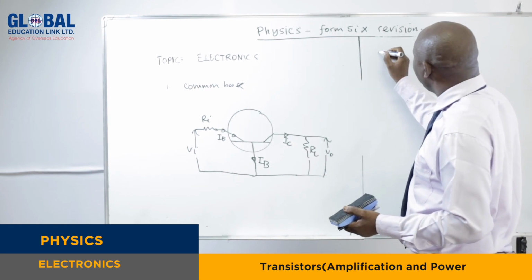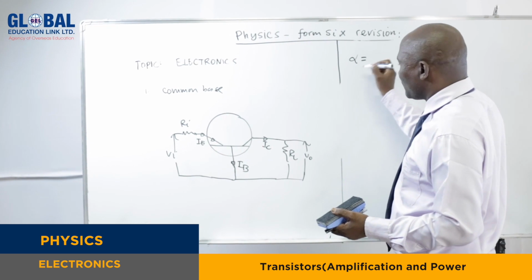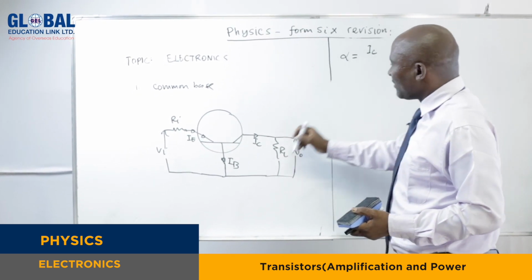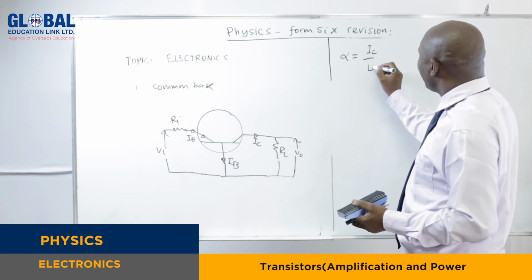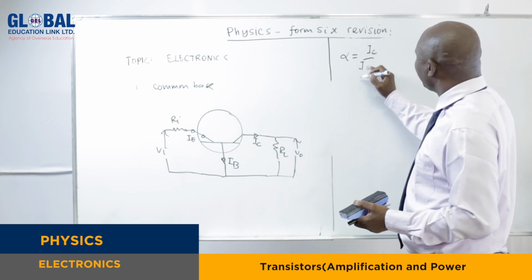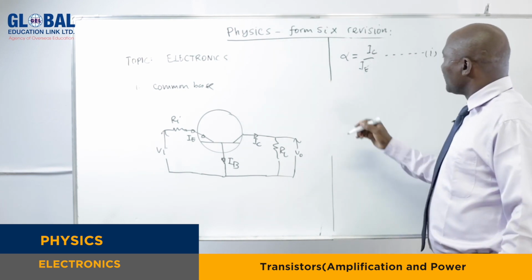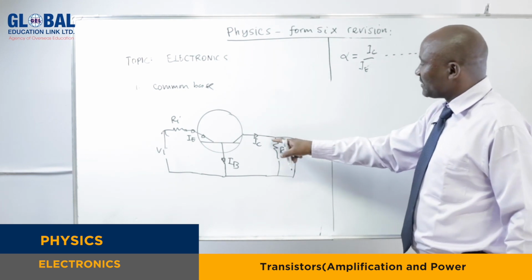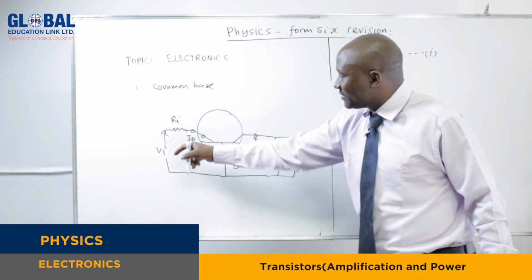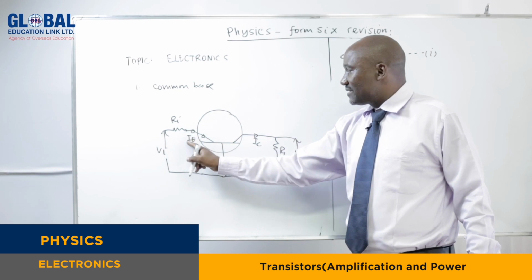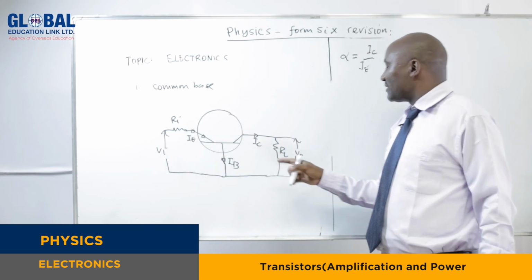The current gain, alpha, equals the output current, IC, over the input current, IE. This is how you can find the current gain: the output current over the input. Our input current here is the emitter current, and the output is the collector current.